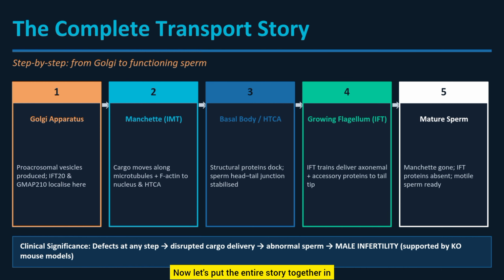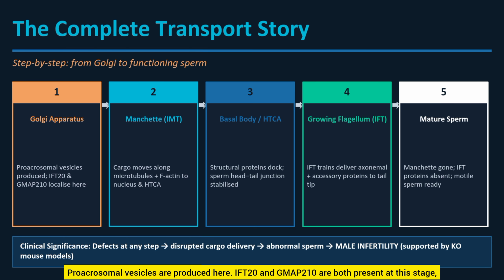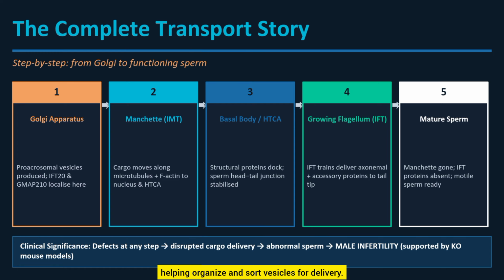Now let's put the entire story together in one linear flow, from the Golgi all the way to the mature sperm. Step 1. Golgi apparatus. Proacrosomal vesicles are produced here. IFT20 and GMAP210 are both present at this stage, helping organize and sort vesicles for delivery. Step 2. Manchette via IMT. These vesicles and cargo proteins travel along the manchette, using both microtubule tracts and effectin tracts, heading toward the nucleus and the HTCA.